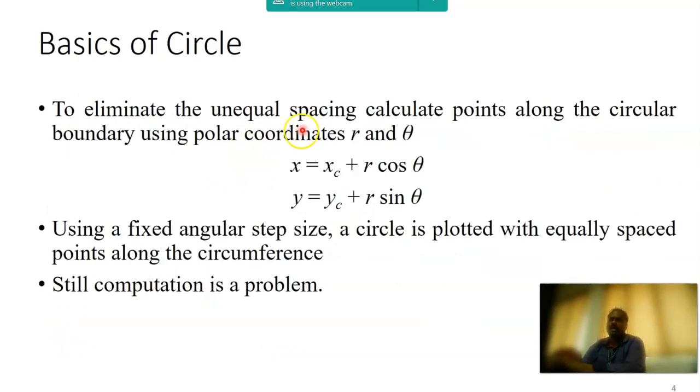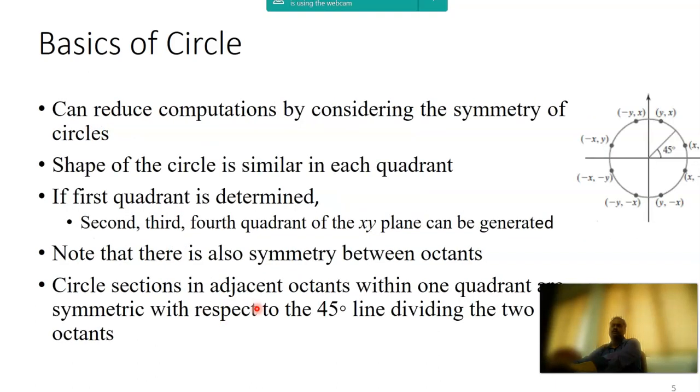To eliminate the unequal spacing, calculate points along the circle boundary using polar coordinates r and theta. So x equals xc plus r cos theta, y equals yc plus r sin theta. Using a fixed angular step size, a circle is plotted with equally spaced points along the circumference. But still the computation will take more time.